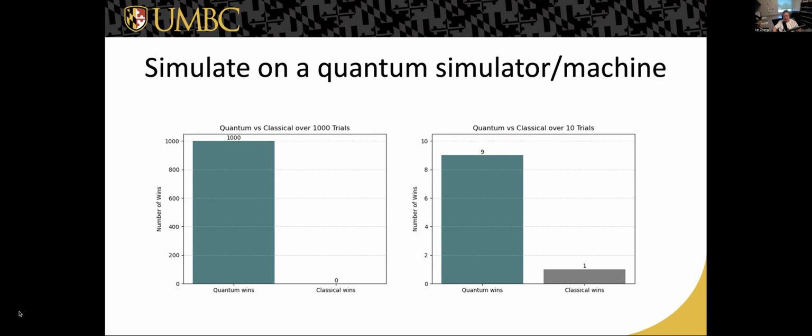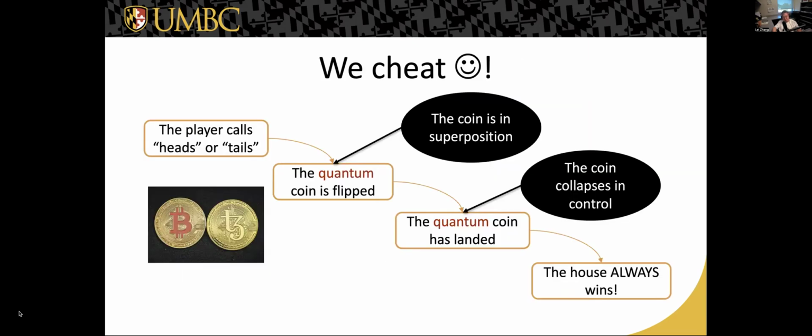I know you must be thinking, oh, the quantum computer is cheating. Is it? Yes, the quantum computer is cheating. But how does it cheat? Here's the procedure. First, the player calls heads or tails. And then I put this quantum coin into superposition, which means that it can be heads and tails at the same time. And then I control this quantum coin to make sure that it lands only on the opposite of whatever the player calls. So the house always wins.